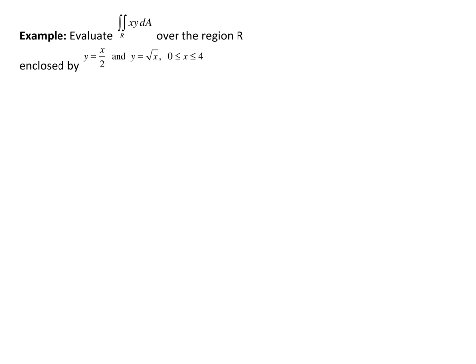Let's go ahead and jump into this right away with an example. I want to evaluate the surface xy over the region that's defined by y equals x over 2 and y equals square root of x, where x goes from 0 to 4. Well, the first thing I really want to do is draw a picture of this thing so that I have an idea of what regions I'm working with.